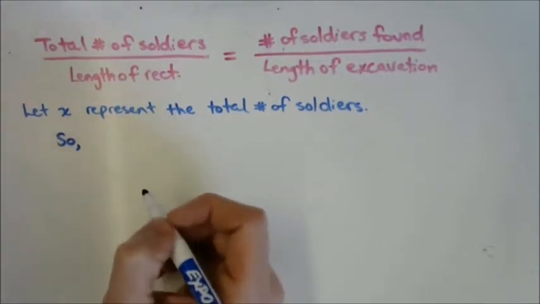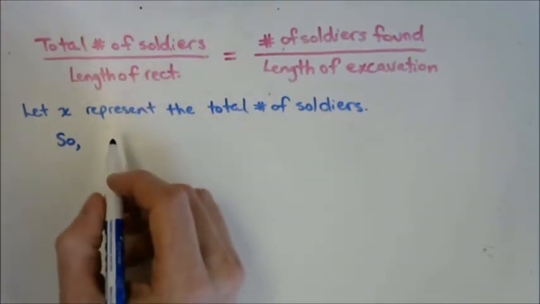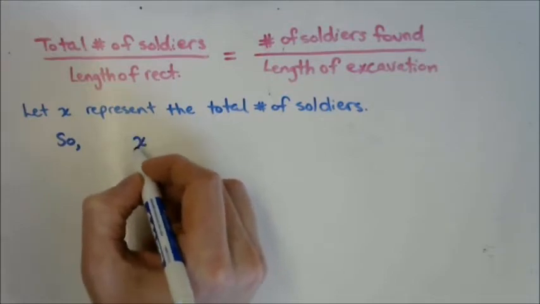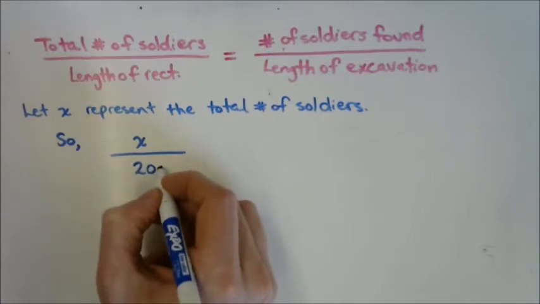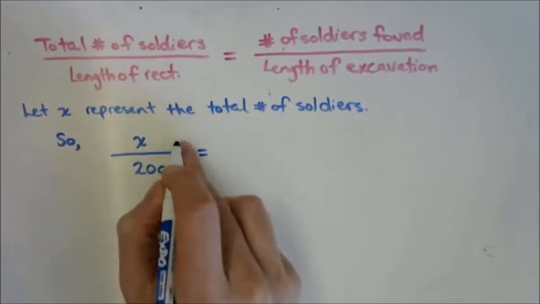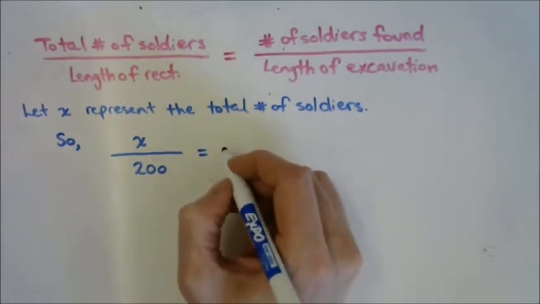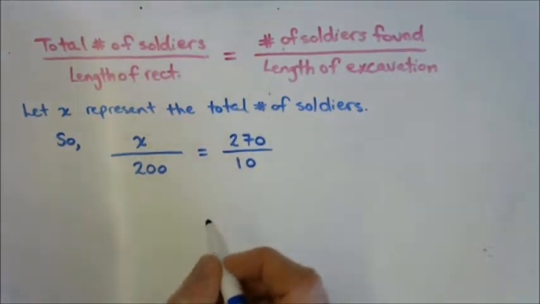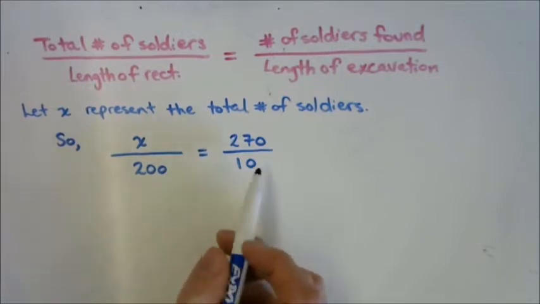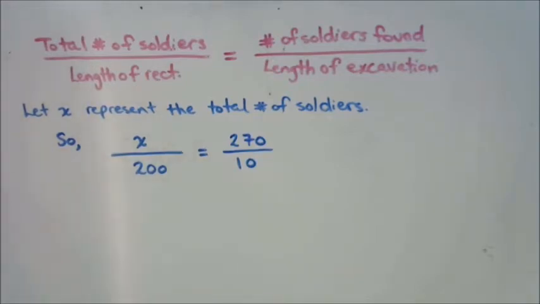So, in algebra, we're just going to take this proportion down, but we're going to replace all of the information that we know, and we're going to use x for the total number of soldiers. So we've got x over the length of the whole rectangle, which is 200 meters. And that ratio is equivalent to the number of soldiers they found, which we're told is 270 soldiers in the 10-meter strip that they excavated. So there we have our proportion set up. You can see one of the ratios already has all the information needed. And now we're going to use a couple of different strategies in order to solve this problem.